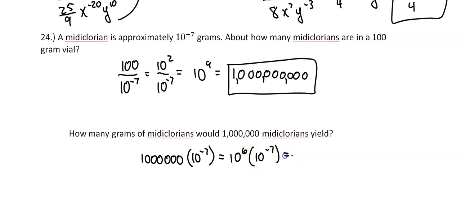And now when I multiply, I add the exponents. So it looks like that's going to give me 0.1. Oh, sorry, 0.1 grams.